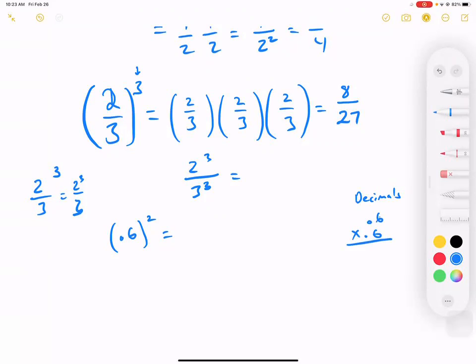So we say 6 times 6 is 36. And then we copy how many decimal spaces we moved. We move 1, 2, so 2 decimal spaces, 0.36. Okay, that's our classic way of doing decimals. But I want to change this up slightly so you guys can see this in a different way in fractions.